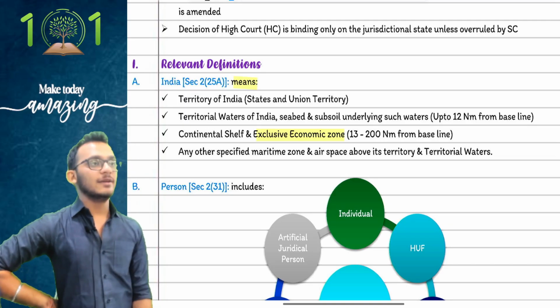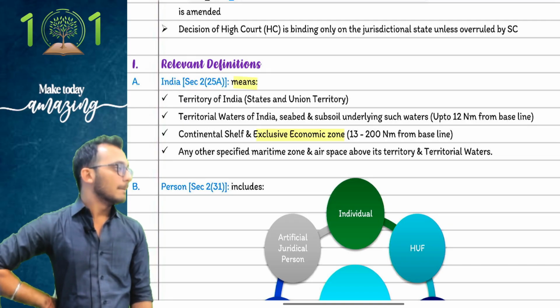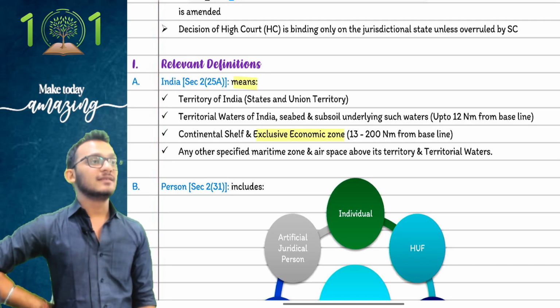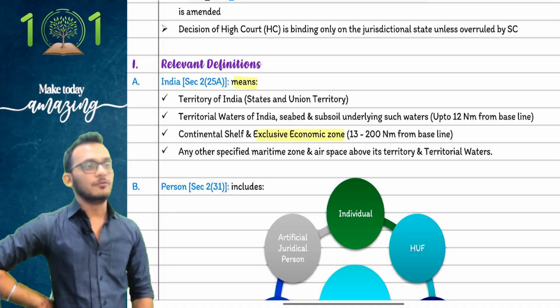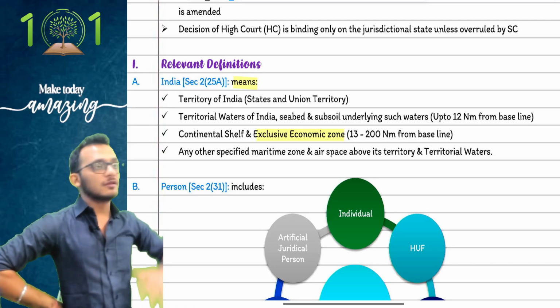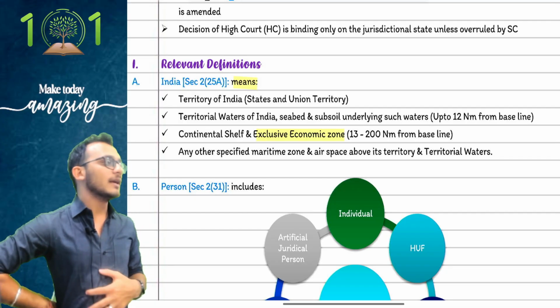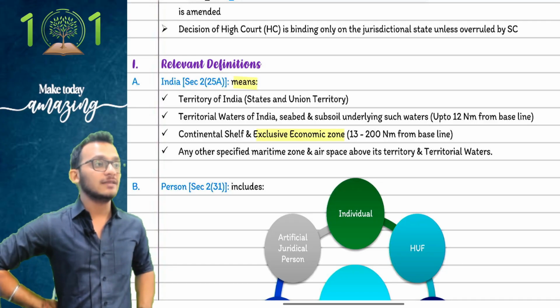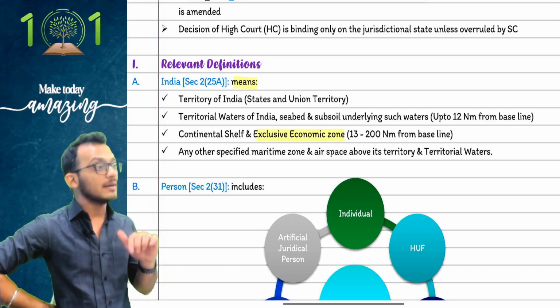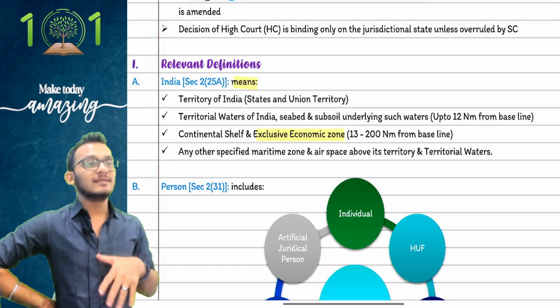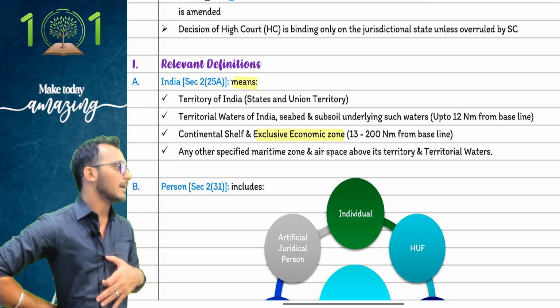Which means this is the area where you can only earn profits. This is not the area where you can live. Yes, up to territorial waters of India you have the permission to live, which means you can live in an island there. But if I'm going anywhere beyond 12 nautical miles, I don't even have the authority to live there. I'm technically already outside waters. The only thing is that I can do trading here.